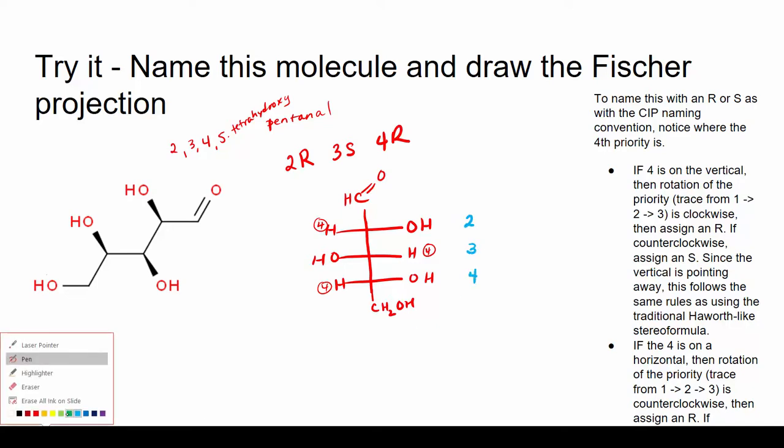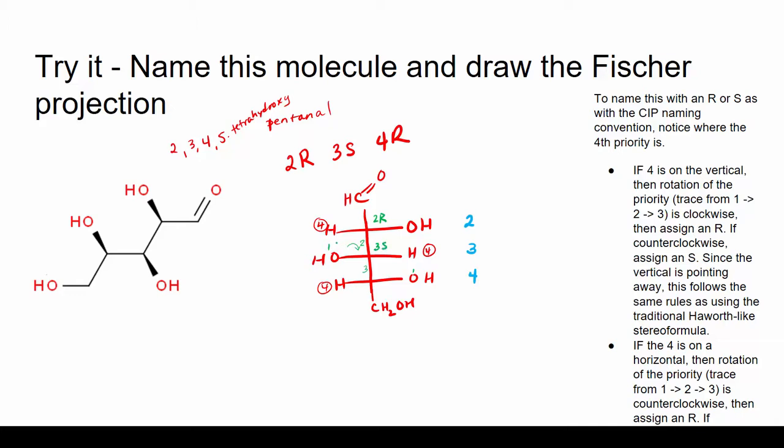So on carbon 2, priority 1 is going to be the OH group. 2 is up here, 3 is down here. I rotate to the left because number 4 is on the horizontal. That is an R configuration. For carbon number 3, OH is number 1. The part of the molecule containing the aldehyde is number 2. The molecule that's underneath is number 3. So because that is a right-hand orientation with hydrogen, the 4th priority on the horizontal, that is an S.